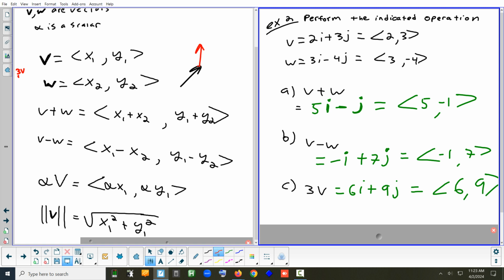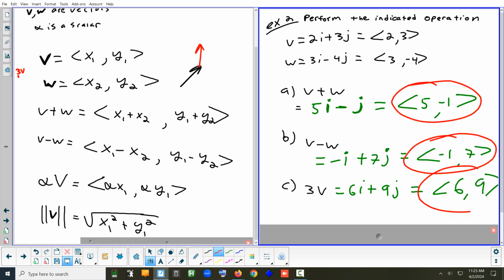All right. Now, if we look at all our answers, this one, and this one, all those things I circled in red, what are they? They're vectors, yes. So when you add, subtract, or scale, the answer you get is a vector.